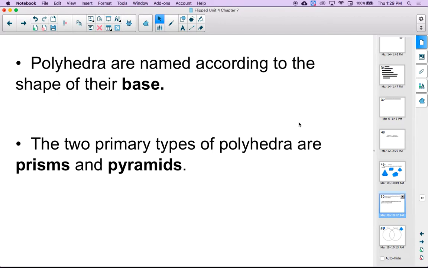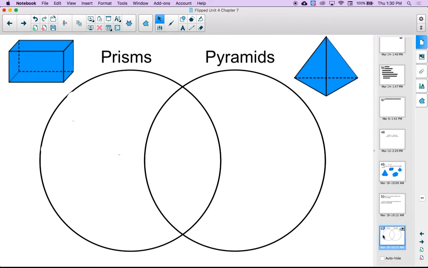You should have heard of both of these before. Pyramids, I think of the pyramids in Egypt, and prisms are typically box-shaped. Maybe you'd wrap a gift in something like this. So we're going to take some time comparing and contrasting prisms and pyramids. Here's an example of a prism. We'll name it later. Here's an example of a prism. We will name it later as well. So let's talk about what they have in common first.